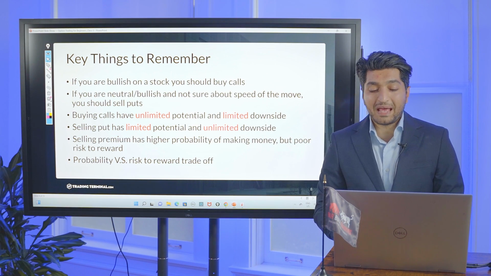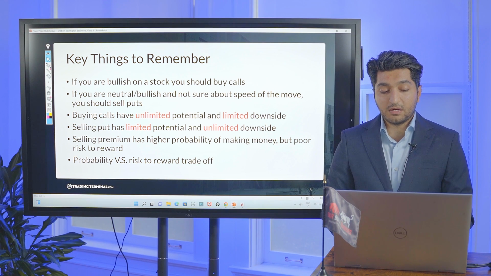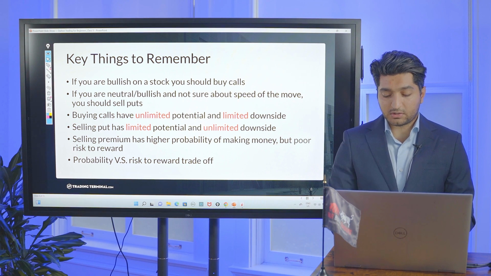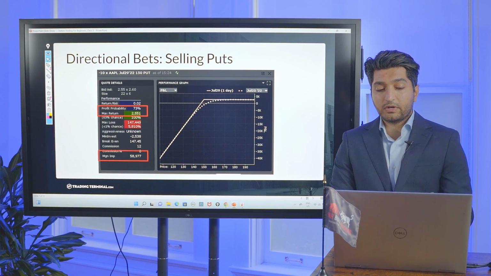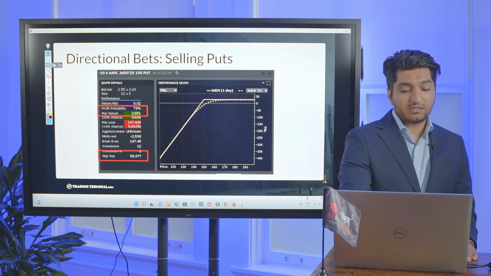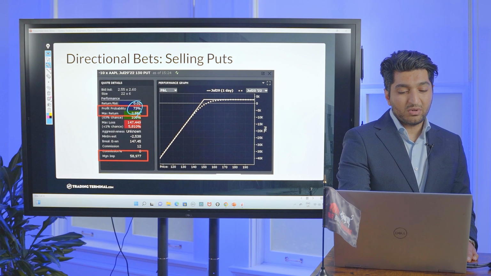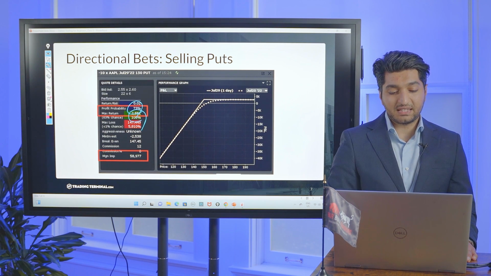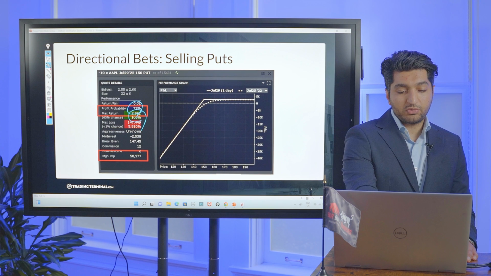Selling premium has a higher probability of making money but poor risk to reward. So let's go ahead and look at that. Over here you have a 73% chance of making money, but you're only making $2,500 in the best case scenario, and a poorer risk to reward.